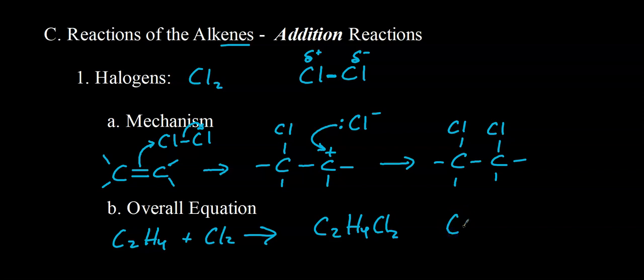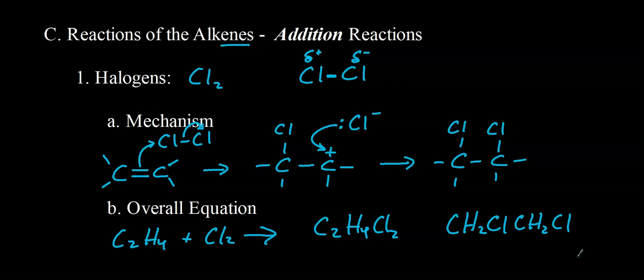Your book will write something like this: CH2... whoops, your book uses bromine, so we use chlorine here in our example. CH2Cl, CH2Cl to show that the chlorines are bonded to different carbons. So this is a typical mechanism for an addition reaction, an electrophilic addition reaction. This time we're adding a halogen to an alkene.